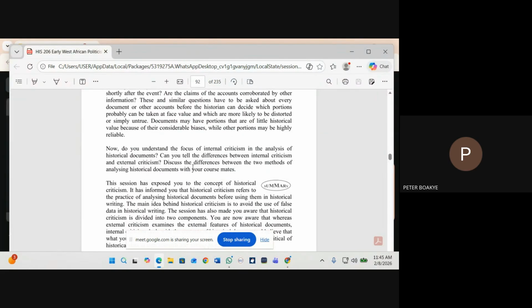Documents may have portions that are of little historical value because of their considerable biases, while other portions may be highly reliable. Now, do you understand the focus of internal criticism? In the analysis of historical documents, we must look at the meaning and trustworthiness. Can you tell the difference between internal criticism and external criticism? Discuss the differences between the two methods of analyzing historical documents.